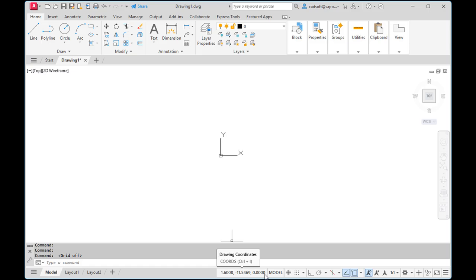You can see also this 0 that represents the Z, which in this current position is pointing to us. But again, we are working for now only in 2D plan, so the Z coordinate is not important.